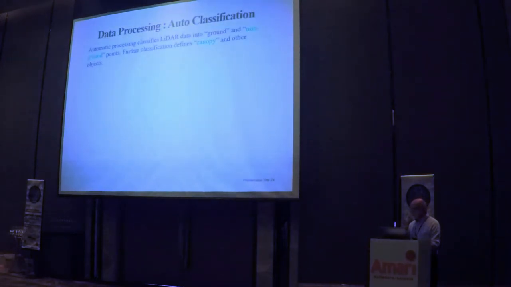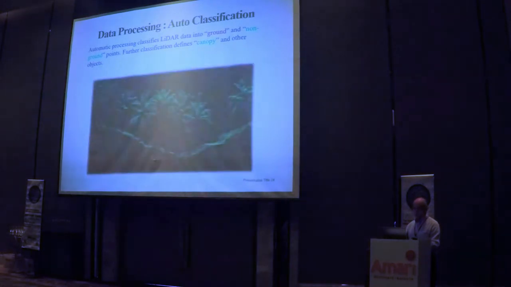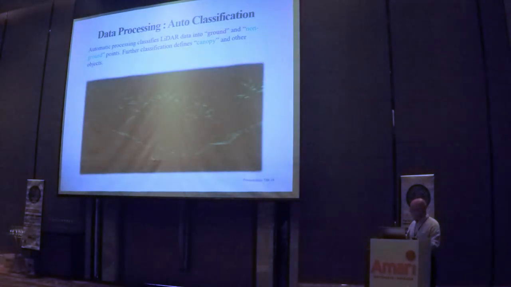So when you receive the data, it's all in one mass. And we process that, run some algorithms that can define what is the ground and what is non-ground. And that's basically the first classification. The non-ground can then be classified in other categories, so for example, buildings, other infrastructure, vegetation, high and low vegetation, and so on and so forth.